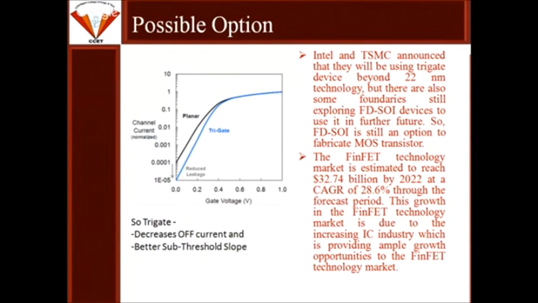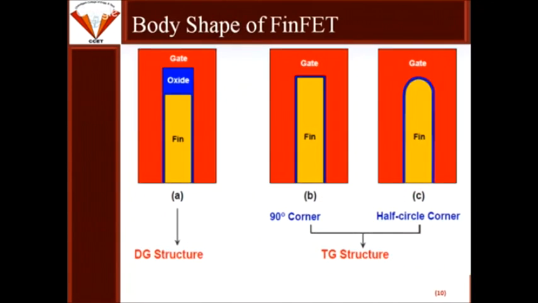So Tri-Gate basically decreases off current and it provides a better subthreshold slope. Now we talk about the FinFET device. So basically in a FinFET, the fin is grown over the surface of the wafer, and then we cover it with the gate.